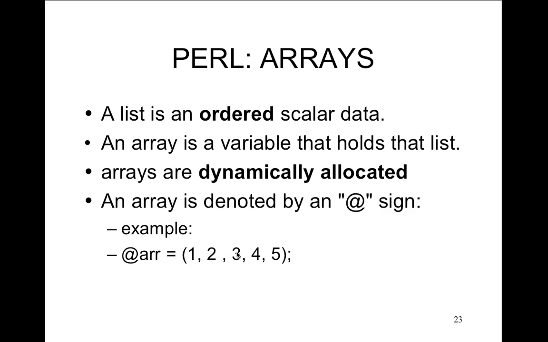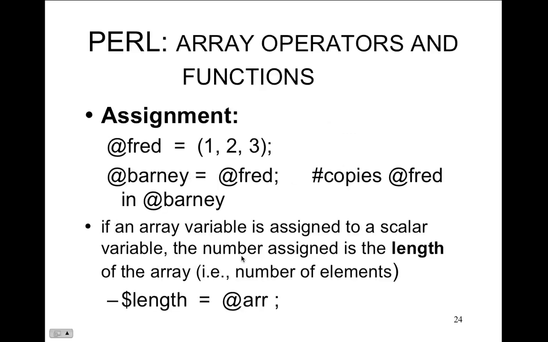In terms of arrays, here are some operations that you can perform on them. By concept, it's ordered scalar data. So an array is a variable that holds that list. Arrays are dynamically allocated, as we've seen already, and they're denoted by the @ symbol. So here's just a review of the concept. We have @array with 1, 2, 3, 4, 5. In terms of assignment, we can say @fred is the array name, 1, 2, 3. @barney equals @fred copies Fred to Barney. So it takes and copies the whole thing.